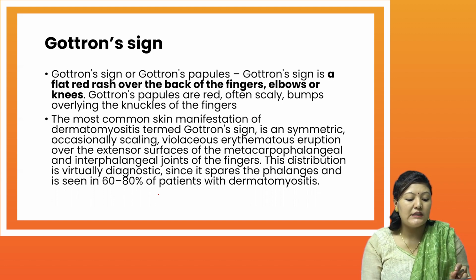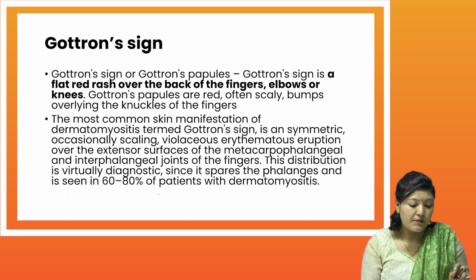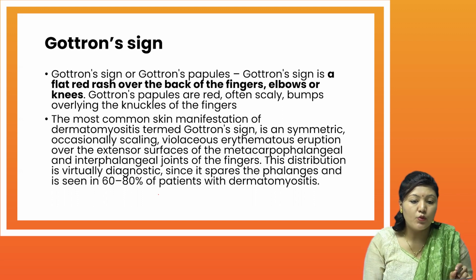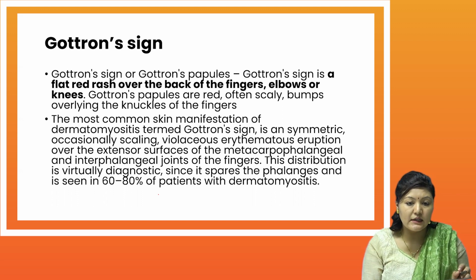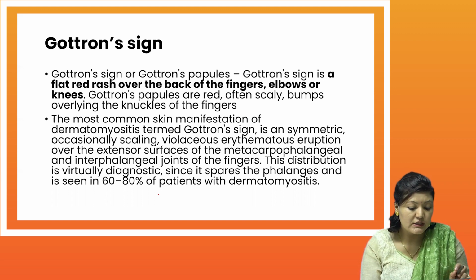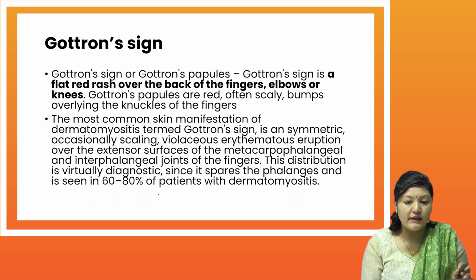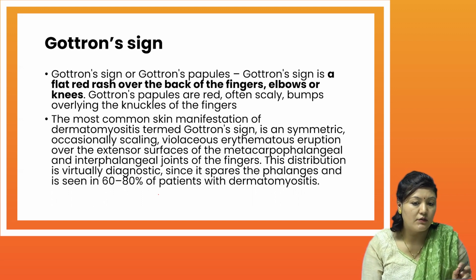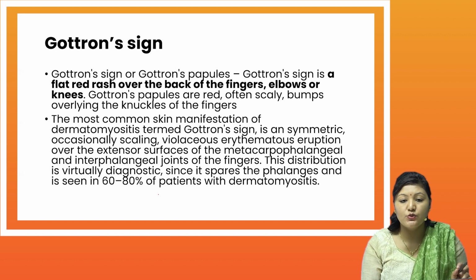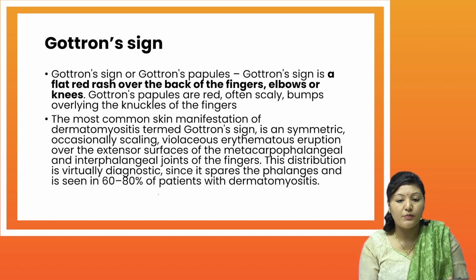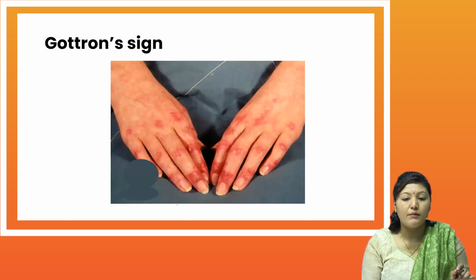So it is red, often scaly, bumps seen overlying the knuckles of the fingers, and it is symmetrically present in both the hands. Sometimes it is scaling, sometimes its appearance is violaceous red over the extensor surface of the metacarpophalangeal and interphalangeal joint. Their distribution is virtually diagnostic since it spares the phalanges. Phalanges are not involved in case of Gottron's sign, and it is seen in about 60 to 80% of patients of dermatomyositis. This is the case of dermatomyositis with Gottron's sign positive.